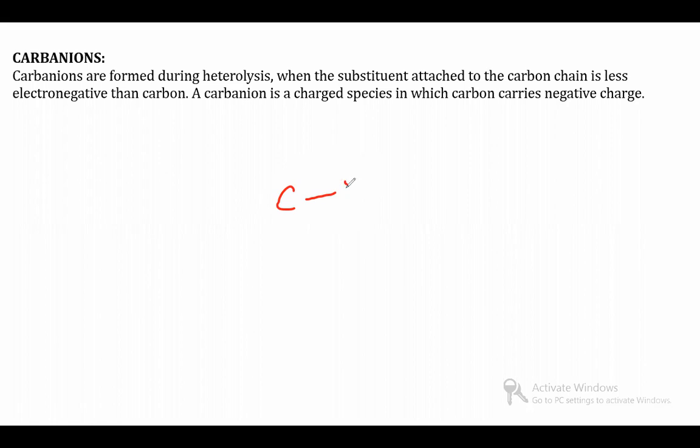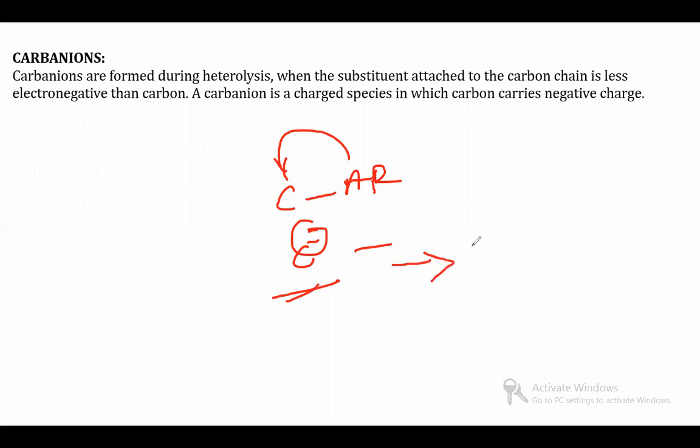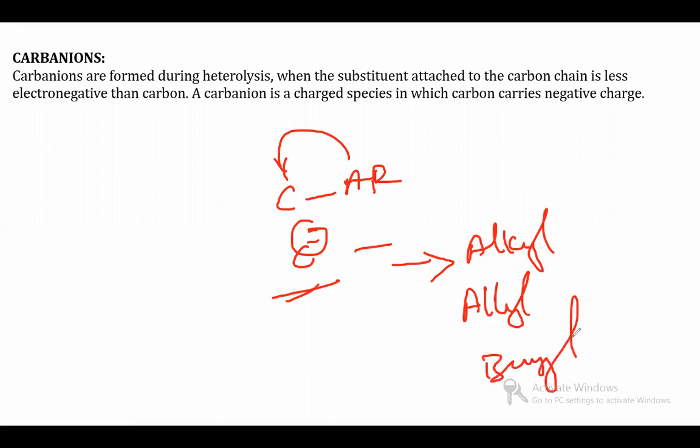So instead of X, we'll use some attacking reagent. If the attacking reagent is less electronegative, what happens? Carbon gets the negative charge. So the carbon group has a negative charge, and then it is a carbanion. This is further divided into alkyl carbanion, aryl or allyl carbanion, and benzyl carbanion. But the stability of carbanions is the reverse of that.